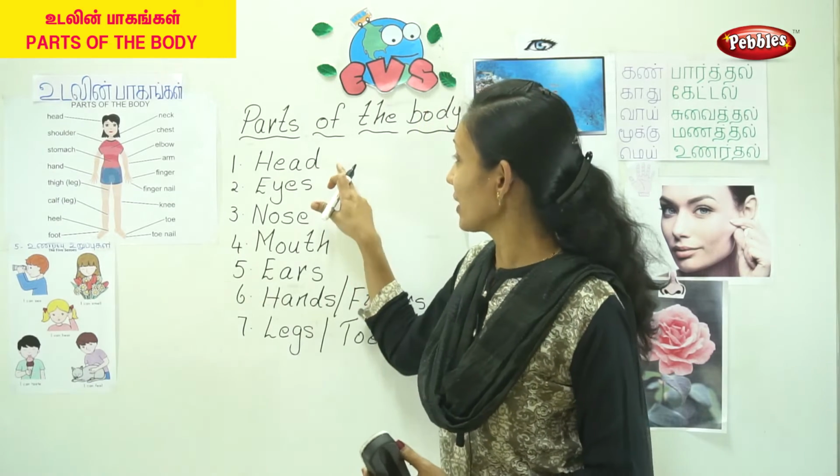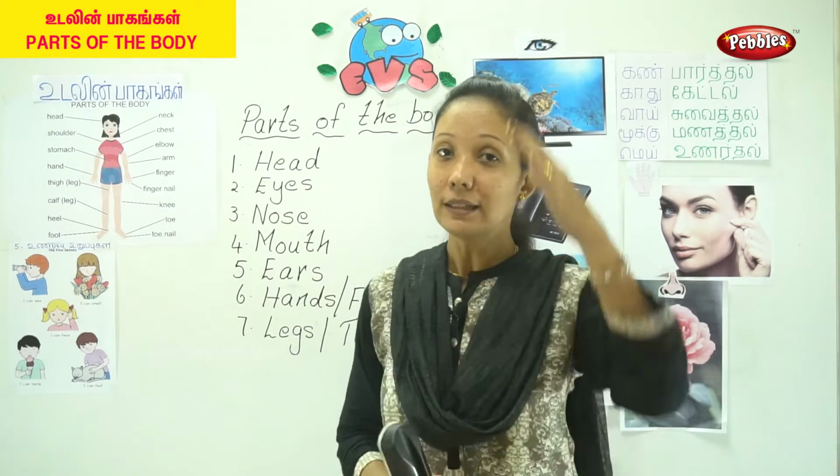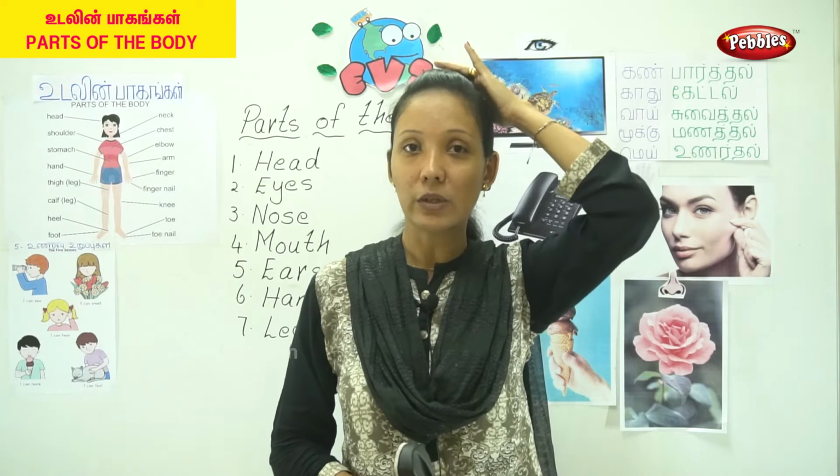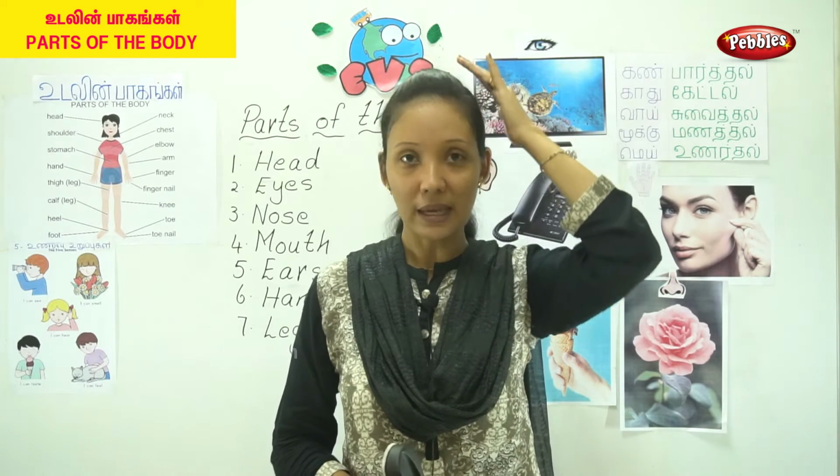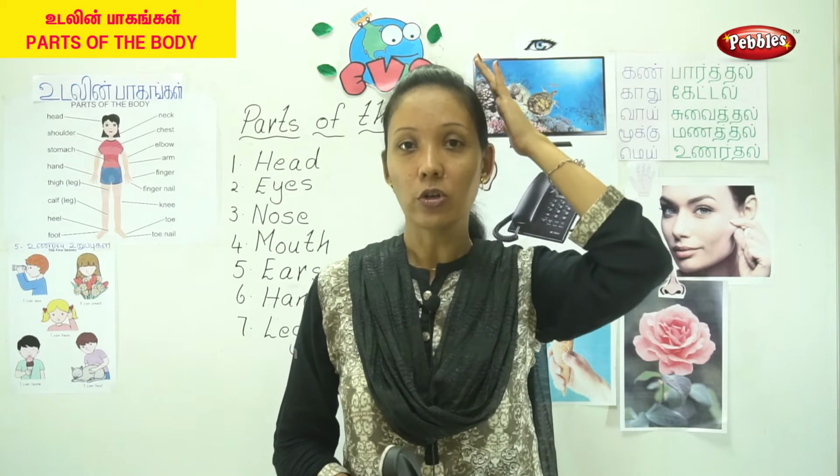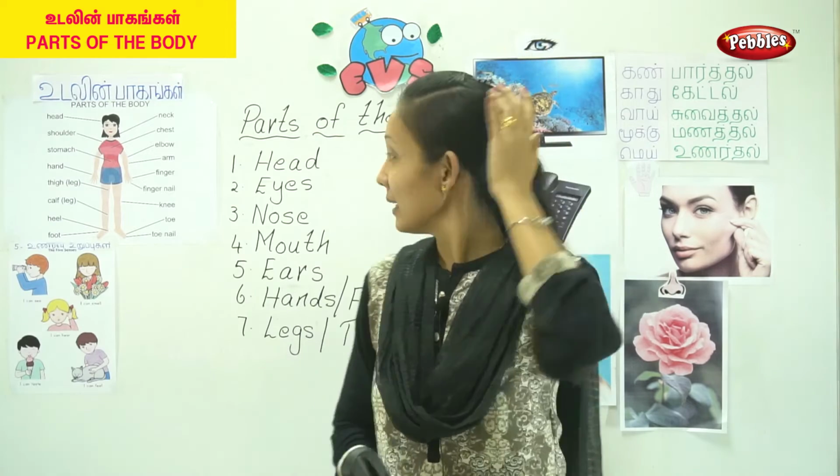Okay, so the first one is head. Now another thalai. இப்போ பசங்கள் எல்லாருக்கும் இருக்குல்ல? Yes, you all have hair and your head. On your head you have your hair.